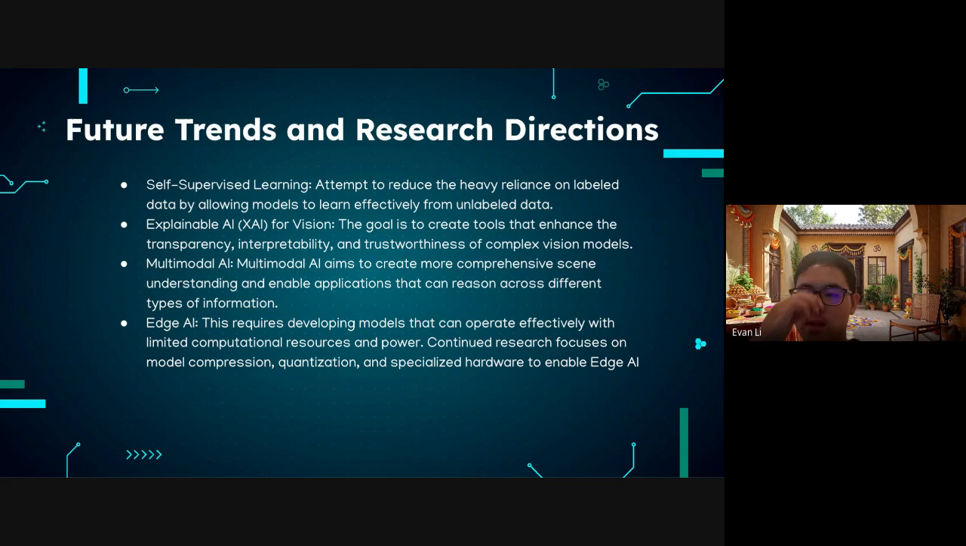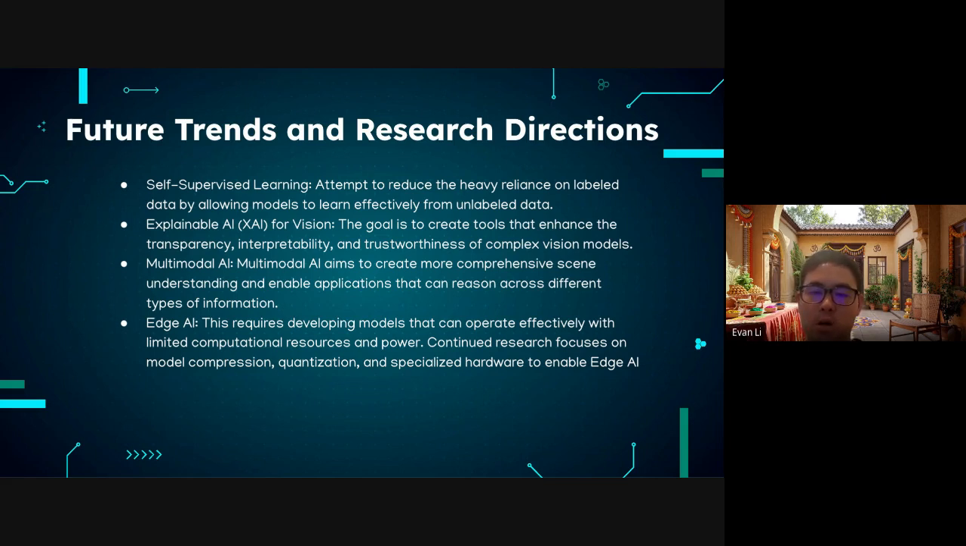The real world is inherently multimodal, with visual information often intertwined with other sensory outputs like language, audio, and tactile feedback. Future AI systems will increasingly integrate computer vision with these other modalities to achieve a richer and more holistic understanding of the world.